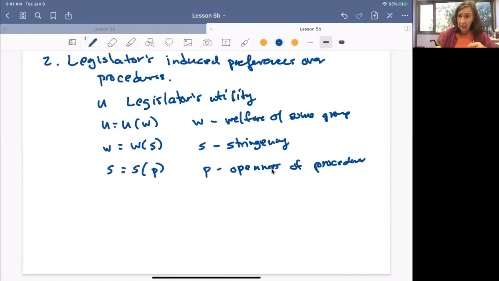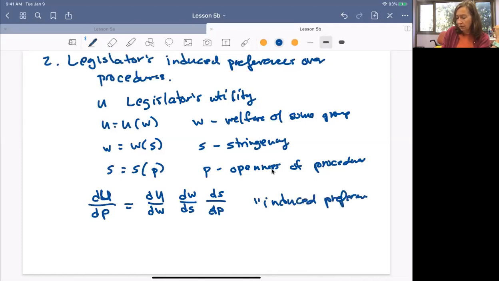But the claim from this overall model is that the derivative of U, the derivative of the legislator's preferences with respect to the thing that we're actually arguing about, the procedures, is going to depend on how the legislator feels about the groups whose welfare is affected, how the welfare of those groups is affected by the actual policy choice, the decision that's probably going to be made by a bureaucratic agency, and how that decision is affected by policy.